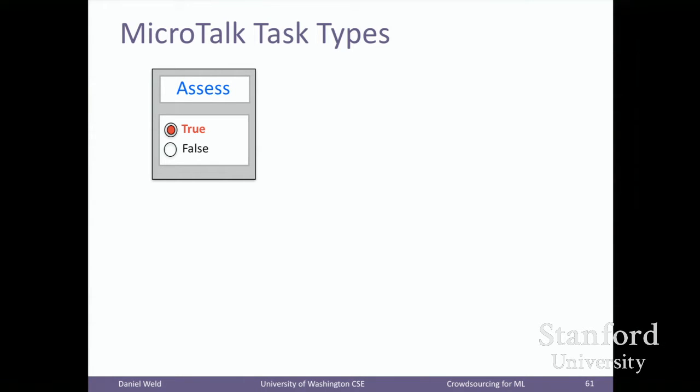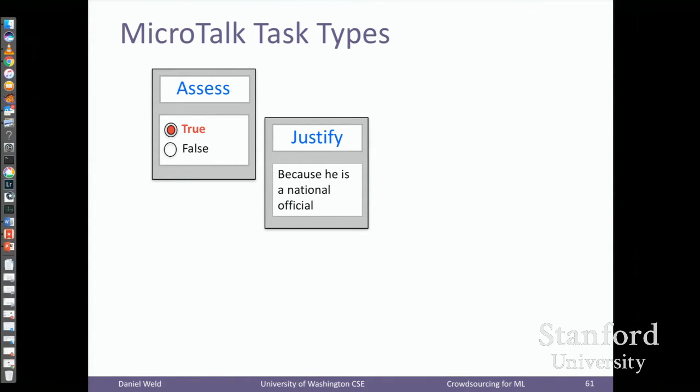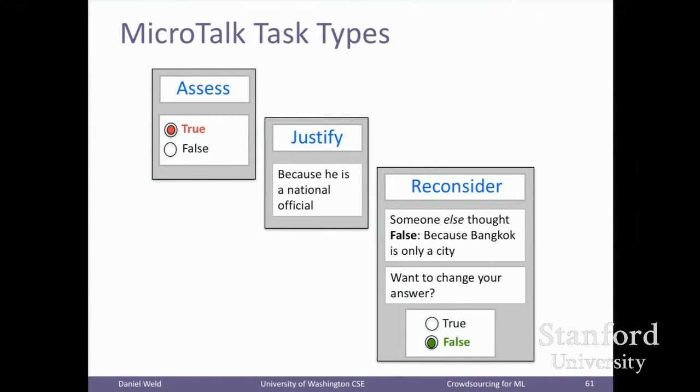Is like, given some judgment, mark it. Would you think it's true or false, or whatever? Another one is, well, now that you've decided it's true, can you explain a logical argument for why that's the case? That's the justify task. And then the final task is a reconsider task.